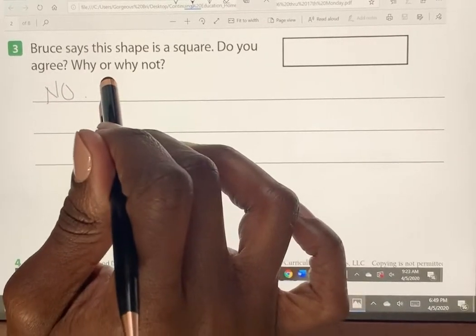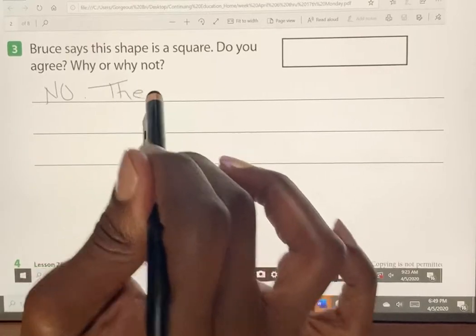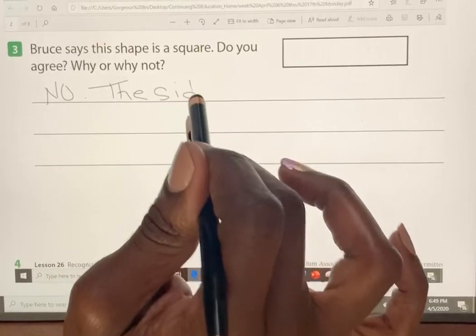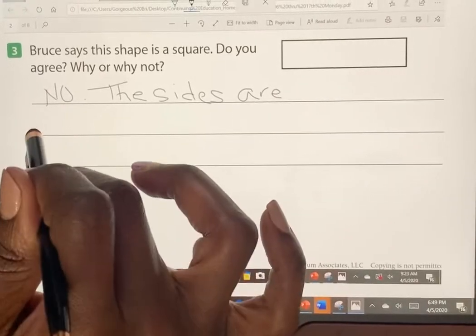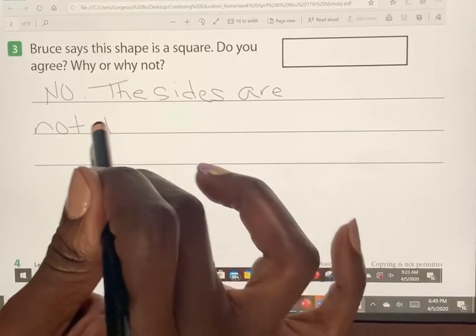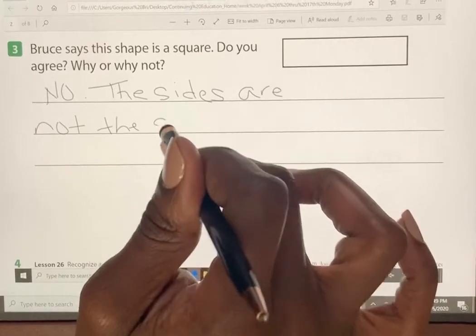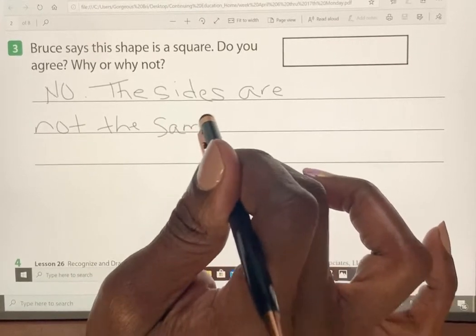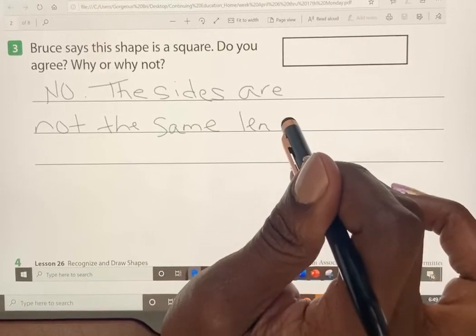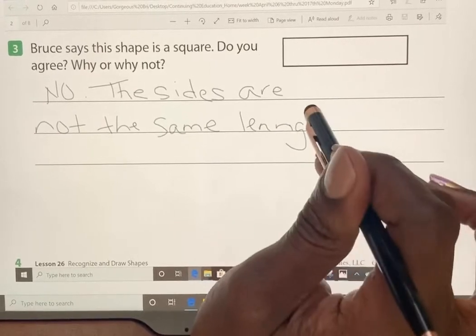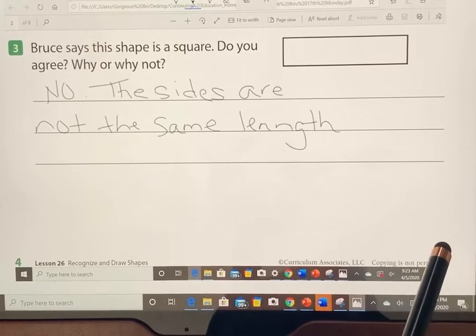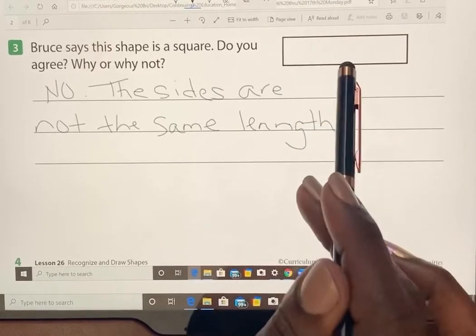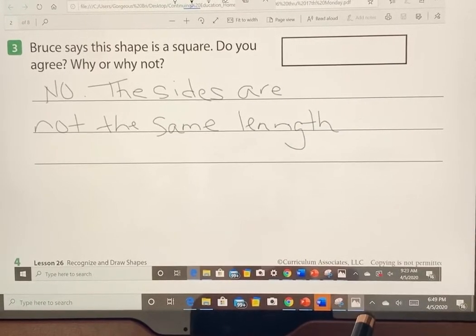The sides are not the same length, so therefore this shape cannot be a square.